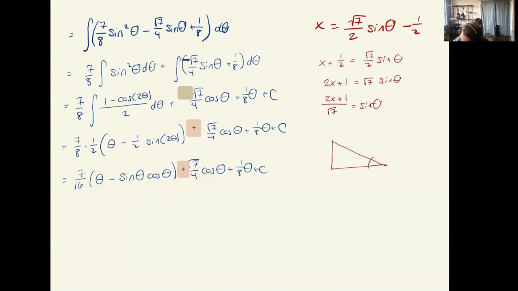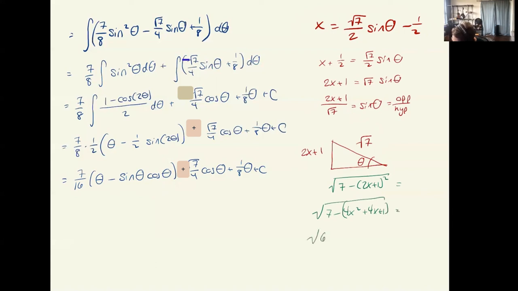For the cosine of theta, I can use my right triangle. Theta is some angle. Its sine is 2x plus 1 over root 7. And remember, sine is opposite over hypotenuse. So I'm going to label the opposite side 2x plus 1, and I'm going to label the hypotenuse root 7. In order to find cosine, I need adjacent over hypotenuse, so I'm going to use the Pythagorean theorem to find the measure of the adjacent side. So that's root of 7 minus (2x plus 1) squared. And I'm just going to simplify this a little bit. 7 minus 4x squared plus 4x plus 1. That's 6 minus 4x squared minus 4x.